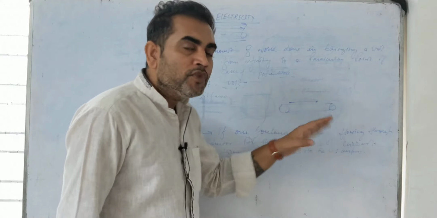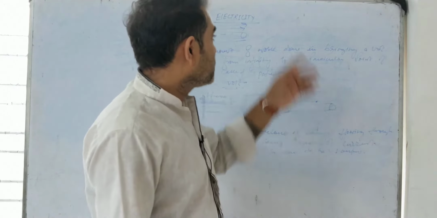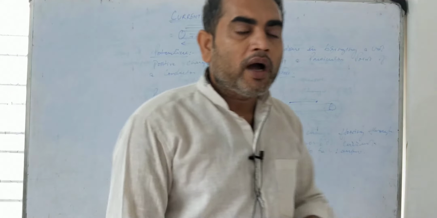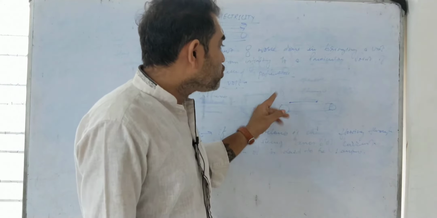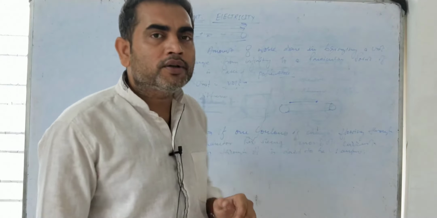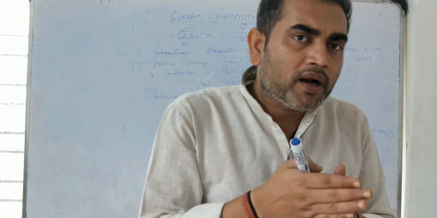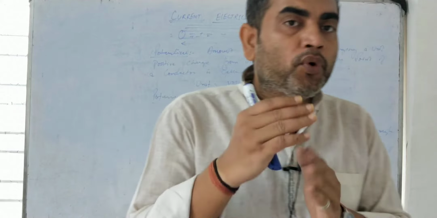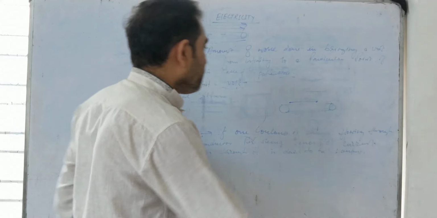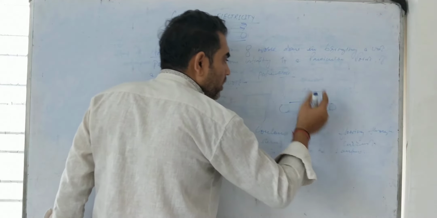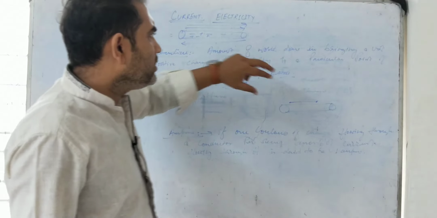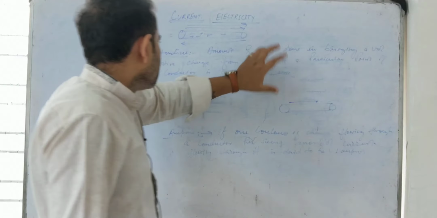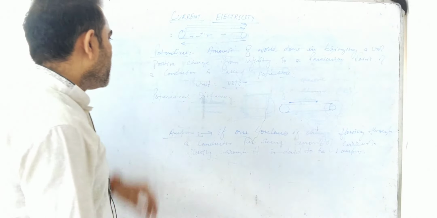Again I am repeating. So what is the potential? Potential means to bring the charge from infinity to a particular point of a conductor. And what is potential difference? That means to bring the charge from one point of the conductor to the other point of the same conductor, and in doing so the work done or the energy spent is said to be the potential difference. So potential difference means to bring the charge from one point to another point, and potential means to bring the charge from infinity to a particular point of a conductor. So hope you understood these two, the potential and the potential difference.